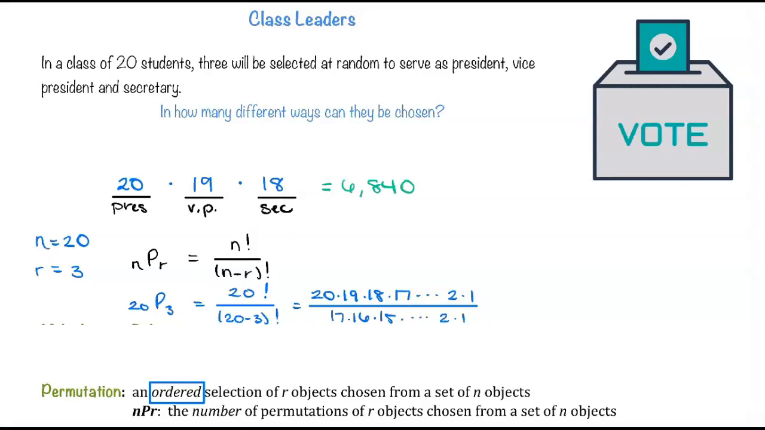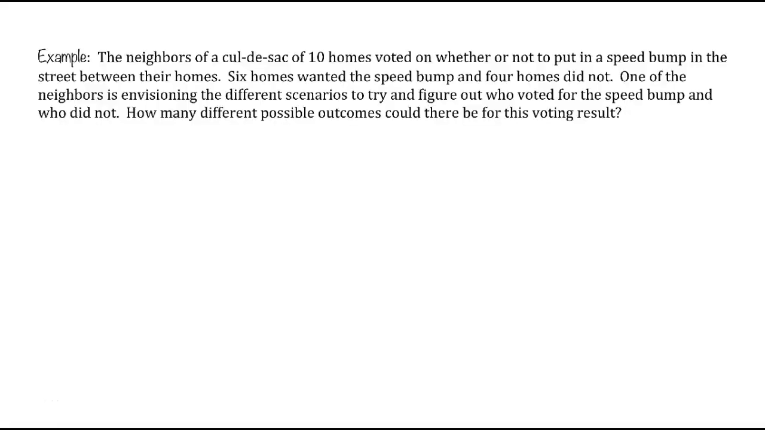And simplifying, notice that all factors of 17 through 1 are in both the numerator and the denominator. So they all simplify to a factor of 1, leaving us with just 20 times 19 times 18, which is exactly what we came up with intuitively, or 6,840. Let's look at a different kind of example.